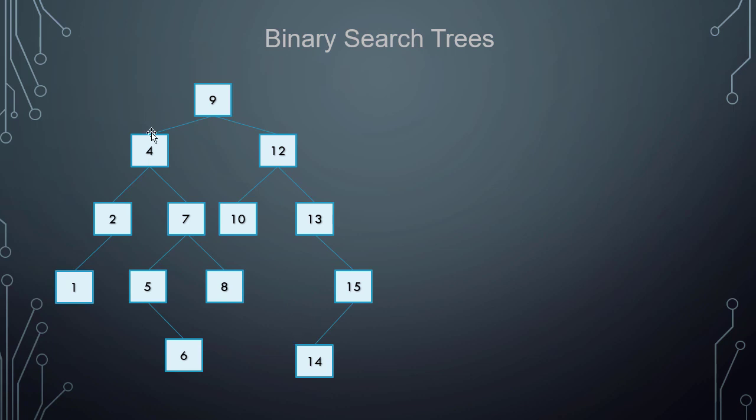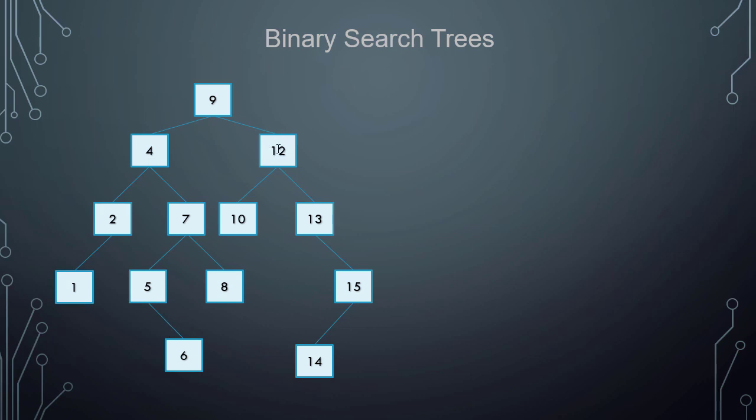So for example, let's take the node that holds 4. Its left subtree consists of this node and this node that hold 1 and 2, both of which are less than 4. The right subtree has 7, 5, 8, and 6. All of those are larger than 4. And that holds for any node in this tree.